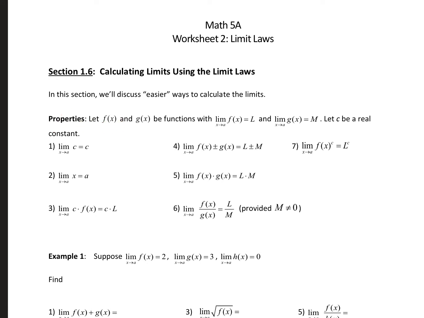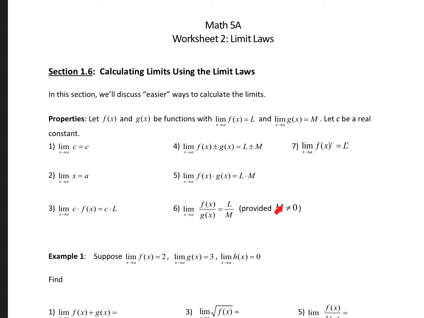We have two functions f and g. The limit of f of x as x goes to a is equal to L, and the limit of g of x as x goes to a is equal to m. And c is just a constant number, just a fixed number. So we have a bunch of different limit laws here.